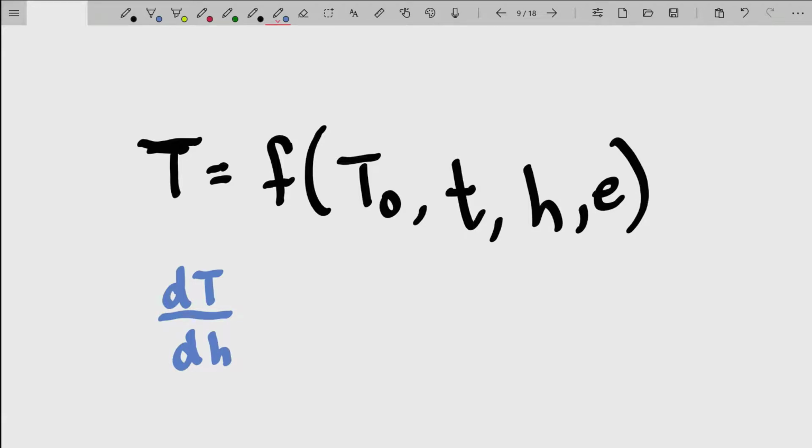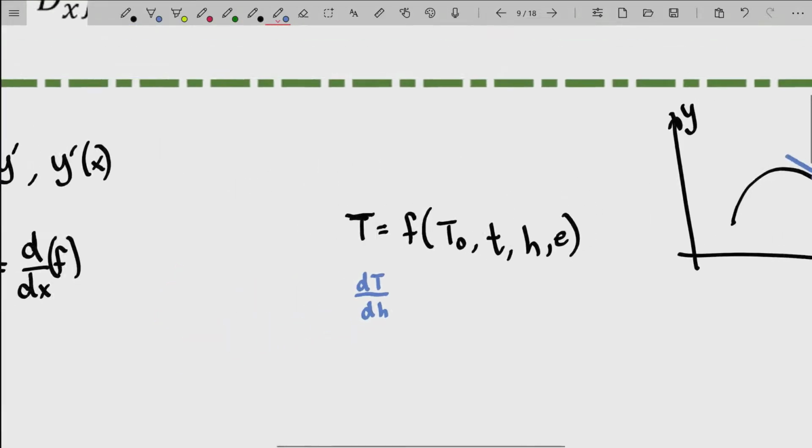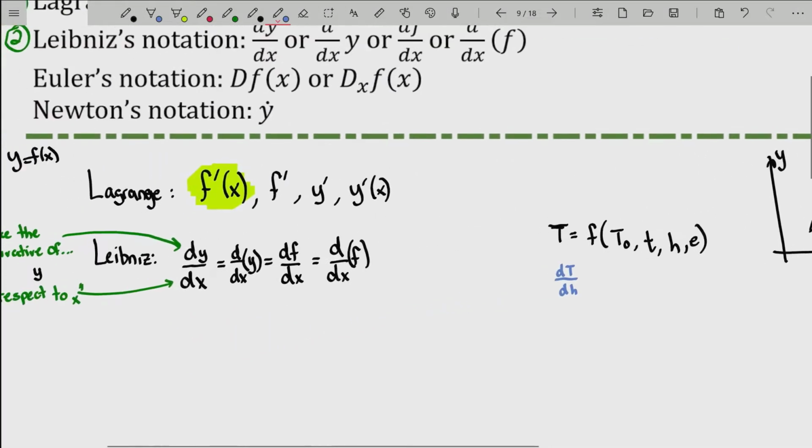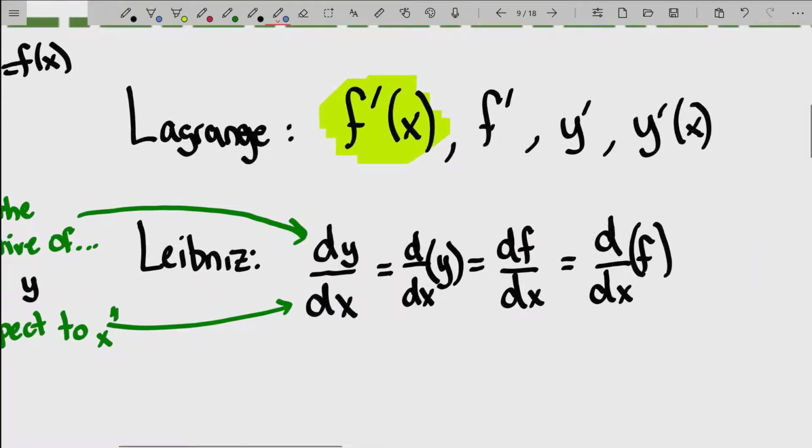Now I know I could take the derivative of this. I'll hold everything else constant, and I'll just look in the direction of h. And I'll say, how quickly is the temperature changing with respect to humidity? And that's why Leibniz's notation is pretty awesome, because built into his notation is a reference to what variable you're taking the derivative with respect to.